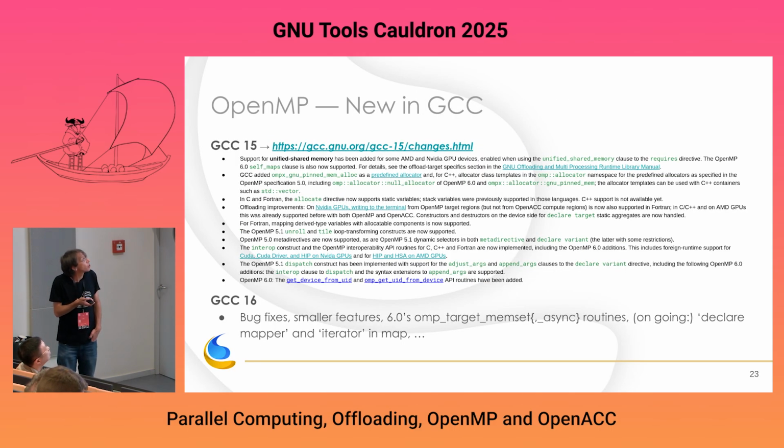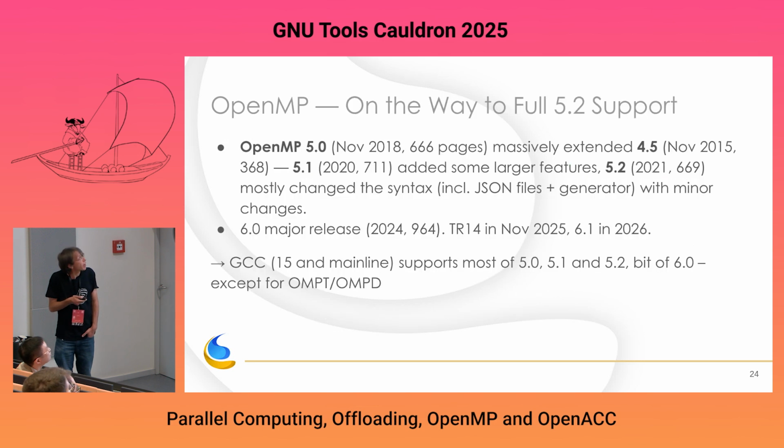Anyone? In general news, I won't go through this list. GCC 15 added a bunch of OpenMP stuff. The 16 one is a little bit more bug fixing so far, partially upstream, except that it adds a few things here and there, a bit of 6.0, a bit of backlog, and the backlog I'll cover a bit on the next slide. So the current goal is to complete 5.0 or 5.x.